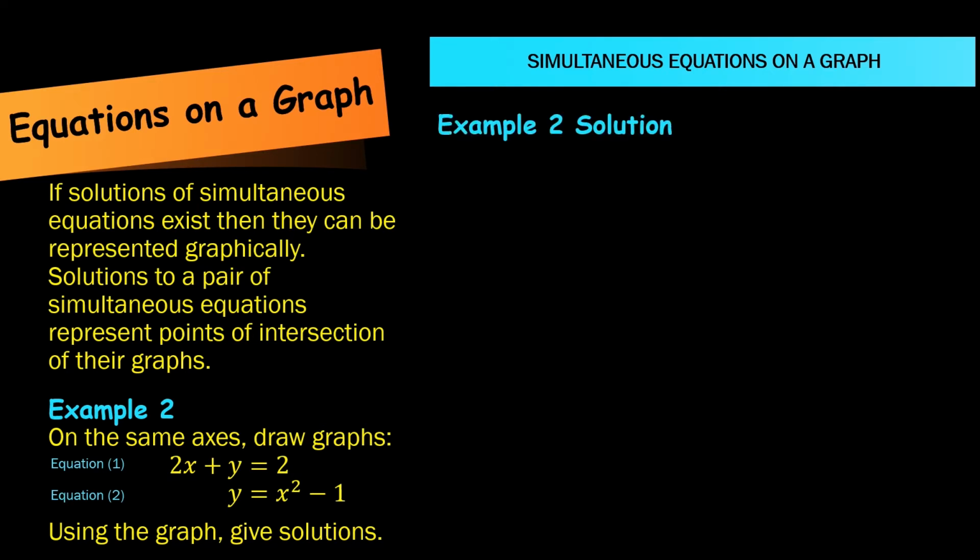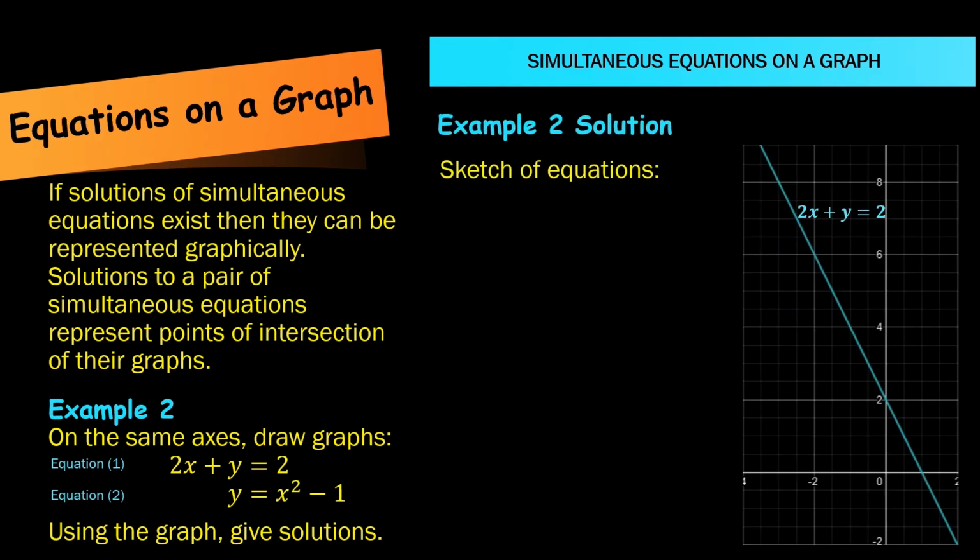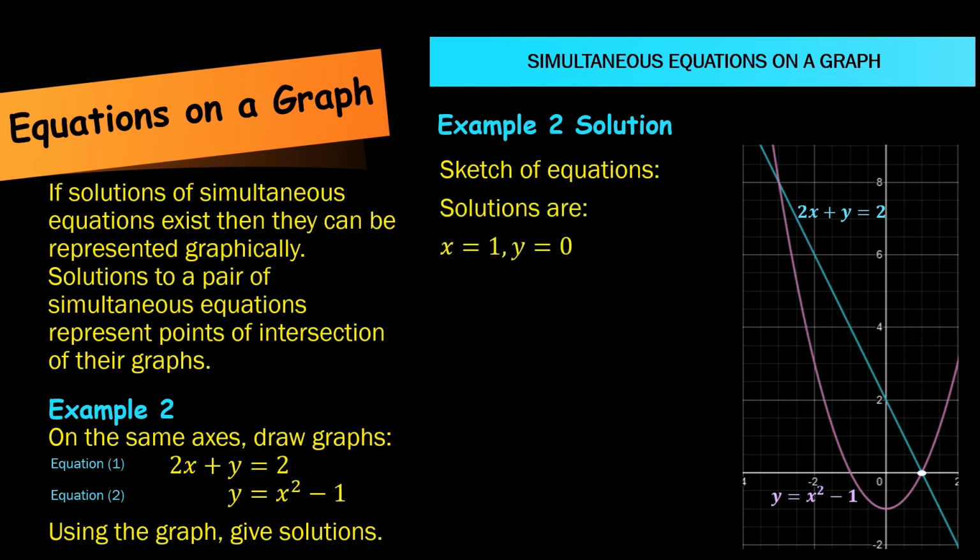So let's try solving this. First, sketch the equation 2x plus y equals 2, and then superimpose on this the equation y equals x squared minus 1. As you can see, one of the solutions is x equals 1, y equals 0, here. And the other solution is minus 3, 8.